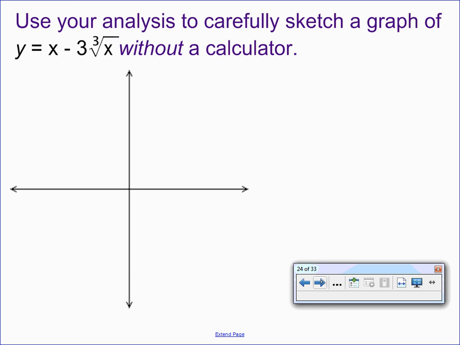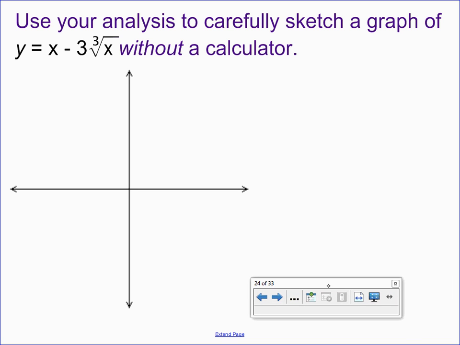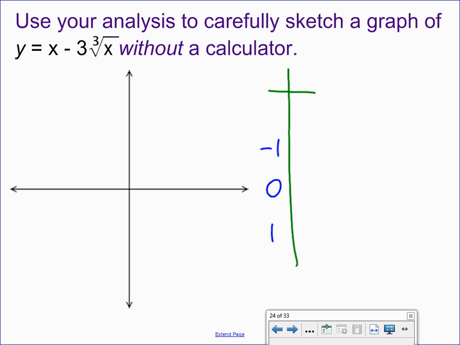My original function did have a cube root in it, so I think -8 and +8 might be my best x values to choose if I'm doing this on a calculator, and we are. So I'm going to put my critical values on here: -1, 0, and 1. I'm also going to choose an x value on either side. I'm going to pick -8, because I know how to do the cube root of that, and +8, because I know how to do the cube root of that without a calculator. So let's go ahead and try.